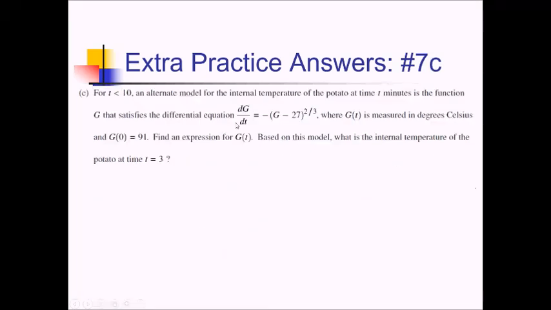For this part of the problem, for time less than 10, we have an alternate model for the internal temperature of our potato. The differential equation for that model, which was going by the function g, is given right here. It's this crazy negative g minus 27 to the 2/3 expression. Now, we're also given that g of 0 is 91. Our task is to find an expression for g of t. Again, they didn't give us that. They gave us its derivative up here. And then, based on the model, find the internal temperature at time 3.